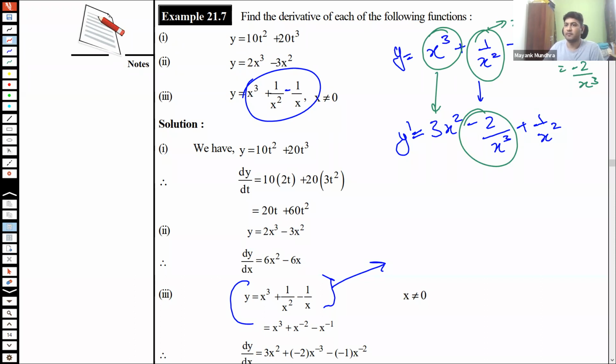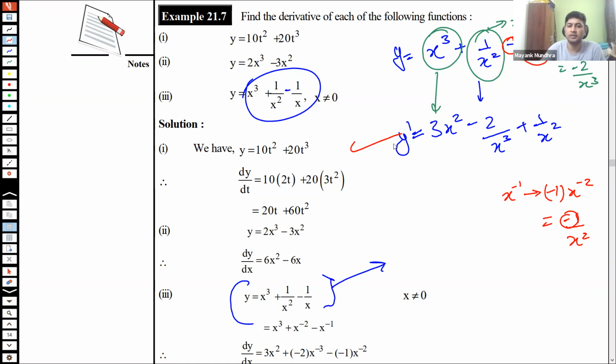And finally, 1 by x. If I focus on just 1 by x, this is x to power minus 1. So its differentiation becomes minus 1 times x to power minus 1 minus 1. So that is minus 2. So this is minus 1 by x square. Now this minus and this minus together add up to give this plus. So plus 1 times 1 by x square. Okay, so this is correct.